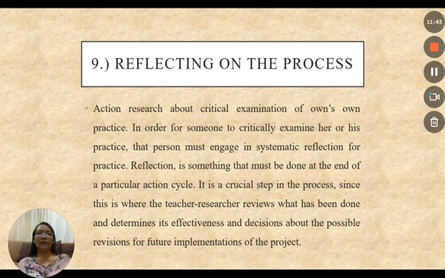Number 9, reflecting on the process. Action research is about critical examination of one's own practice. In order for someone to critically examine her or his practice, that person must engage in systematic reflection on practice. Reflection is something that must be done at the end of a particular action cycle. It is a crucial step in the process since this is where the teacher researcher reviews what has been done, determines its effectiveness, and makes decisions about the possible revision of future implementation of the project.